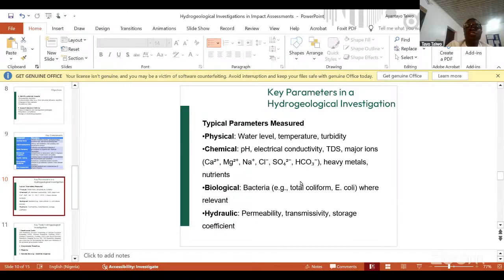So physical, we want to know the water level, we want to know the temperature, we want to know the turbidity. Turbidity is, if you check water to see whether it is turbid or not, if you just take it and it's not clear, it's turbid. If it's cloudy, it's already turbid. And there is equipment that we can use to actually measure this particular parameter that I've just talked about. Chemical, you talk about pH.